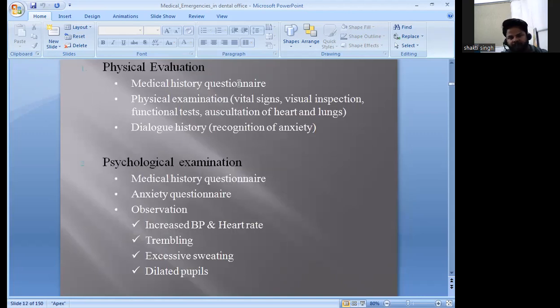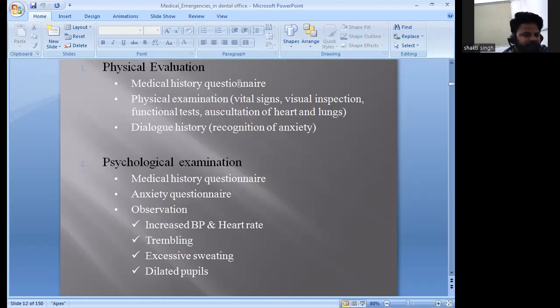Now, physical evaluation includes the medical history questionnaire, that is, the different questions that we need to ask the patient. Then physical examination includes the different vital signs as well as the visual inspection, what you see when the patient comes to you, different functional tests as well as the auscultation of your heart and the lungs. Then dialogue history, recognition of the dialogue history will let you know the recognition of the anxiety.